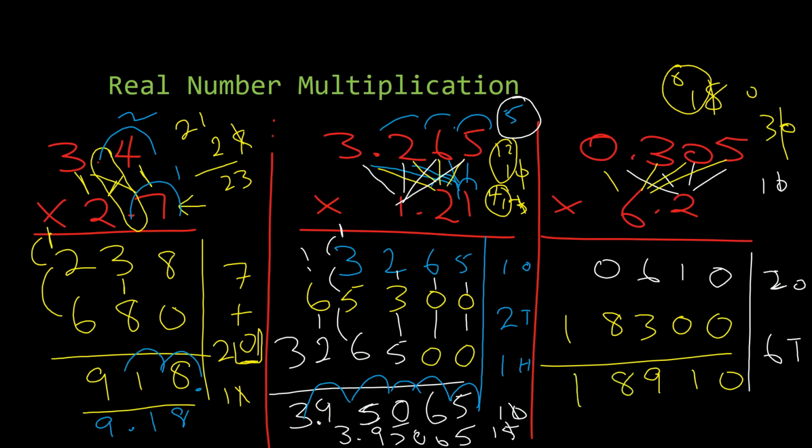And I move the decimal place. Notice how many decimal places I move. 1, 2, 3, 4. And I get my correct answer. Let me write it out properly. 1.8910. You could leave out the 0 at the end if you want. And that's how you do real number multiplication.